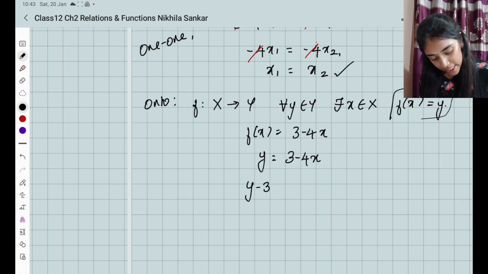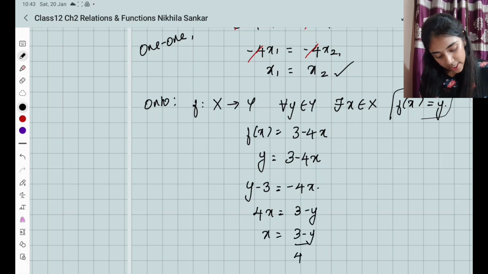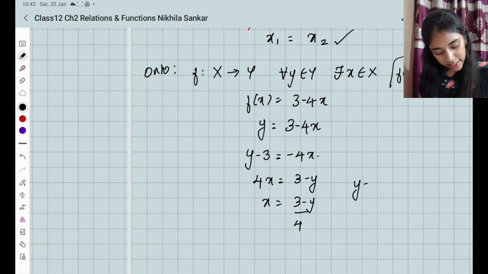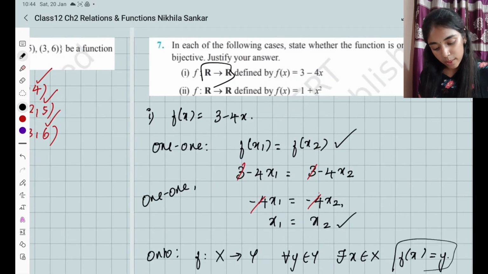So, you have y minus 3 equals minus 4x. Multiplying by minus, you have 4x equals 3 minus y, so x equals (3 minus y) divided by 4. Now what value can we put for y? If we put y as 1, I have x equals (3 minus 1) divided by 4, which is 2 by 4, that is 1 by 2. What is our range and domain?